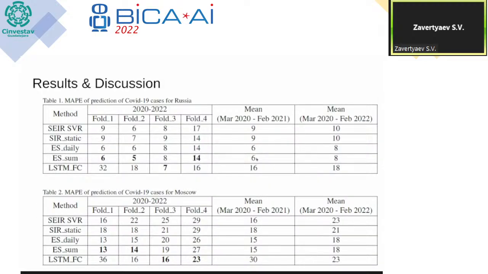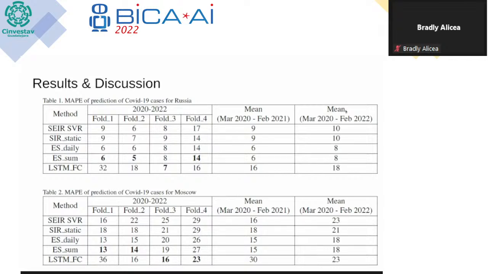And here are the results that the paper shows. Basically, what you need to see is that all models are pretty much the same, except for the first fold, where LSTM is significantly worse due to lack of examples. But after the first fold, the accuracies are pretty much the same.